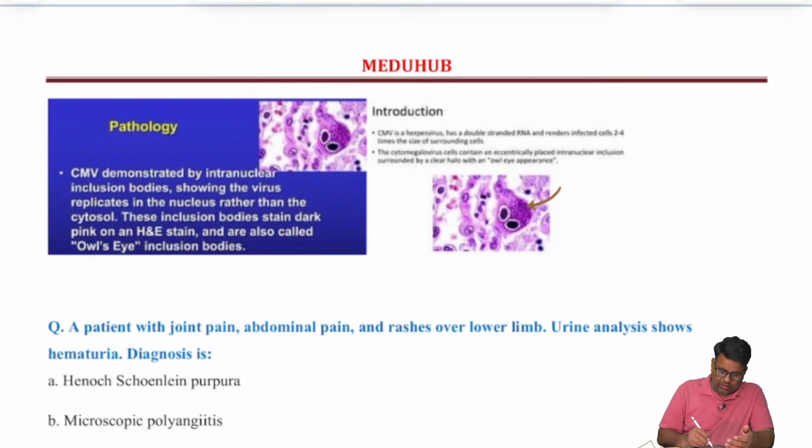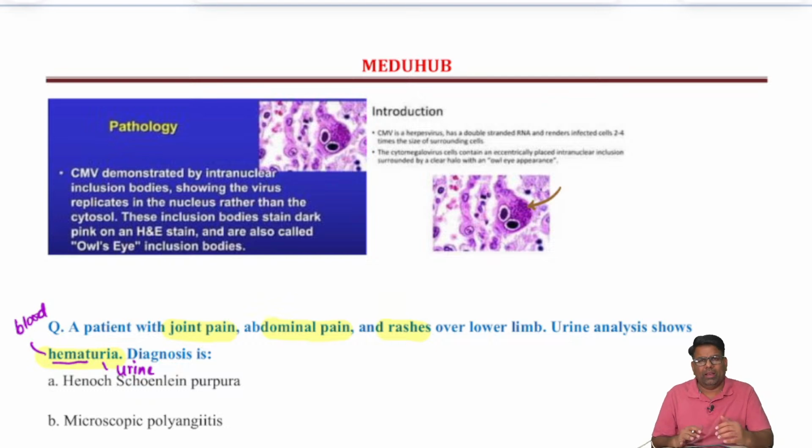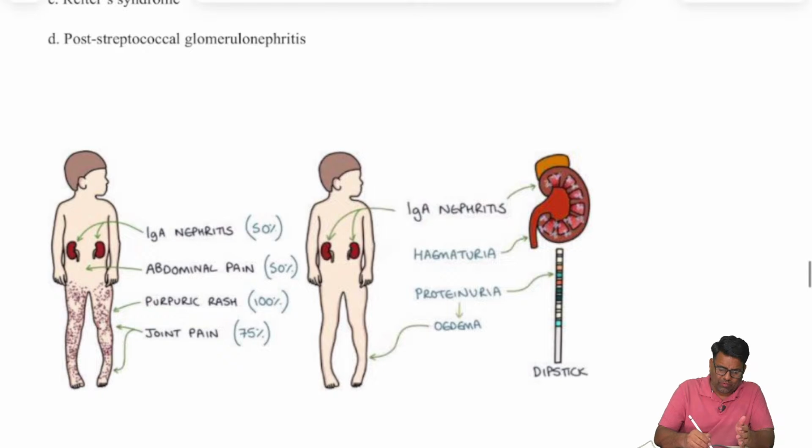Now, next question. A patient has joint pain, abdominal pain, rashes, and hematuria. Right? So that is blood in the urine. He's having joint pain, abdominal pain, blood coming in urine, and some rashes especially over the lower limbs. This is a classical presentation of Henoch-Schonlein purpura, right? You can see abdominal pain, joint pain, and purpuric rash, which is seen in almost all the patients.